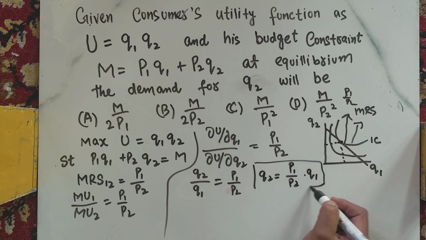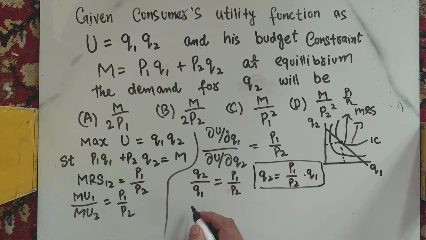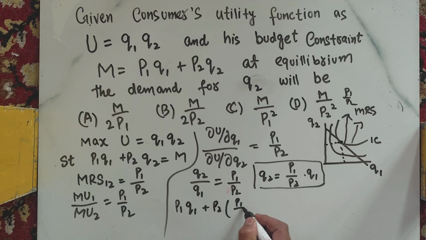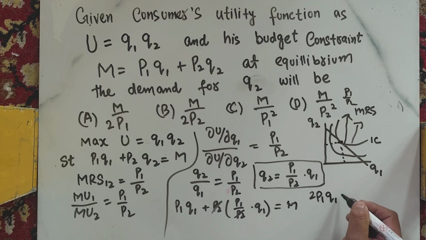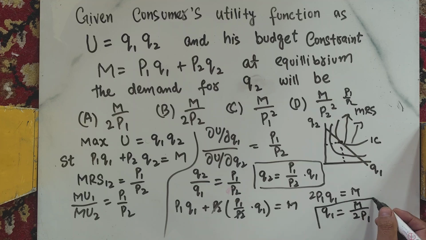Now we plug this value of Q2 into the budget constraint. So we have P1 Q1 plus P2 times the value of Q2, which is P1 upon P2 times Q1. Here P2 gets cancelled and it should be equal to income. So we have P1 Q1 plus P1 Q1, so it becomes twice P1 Q1 should be equal to the income, or Q1 will be equal to M upon twice P1. That is the demand for good Q1.